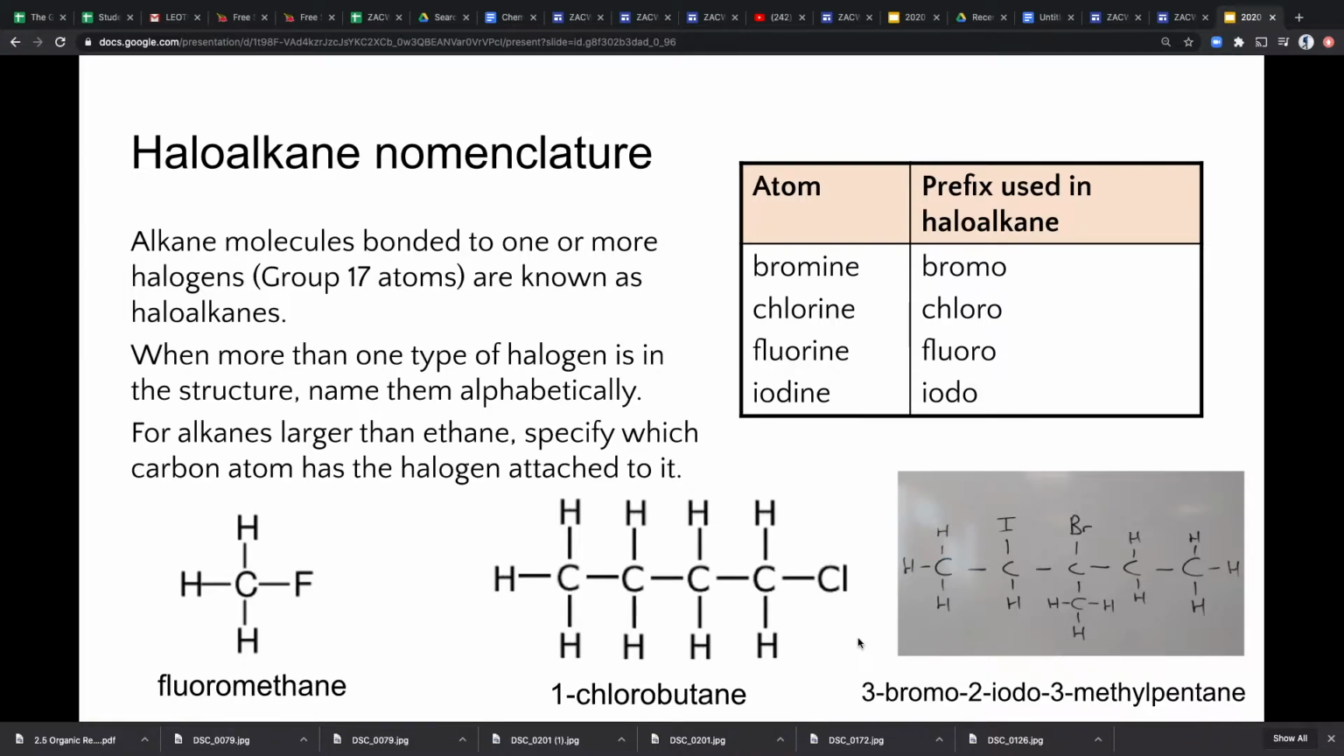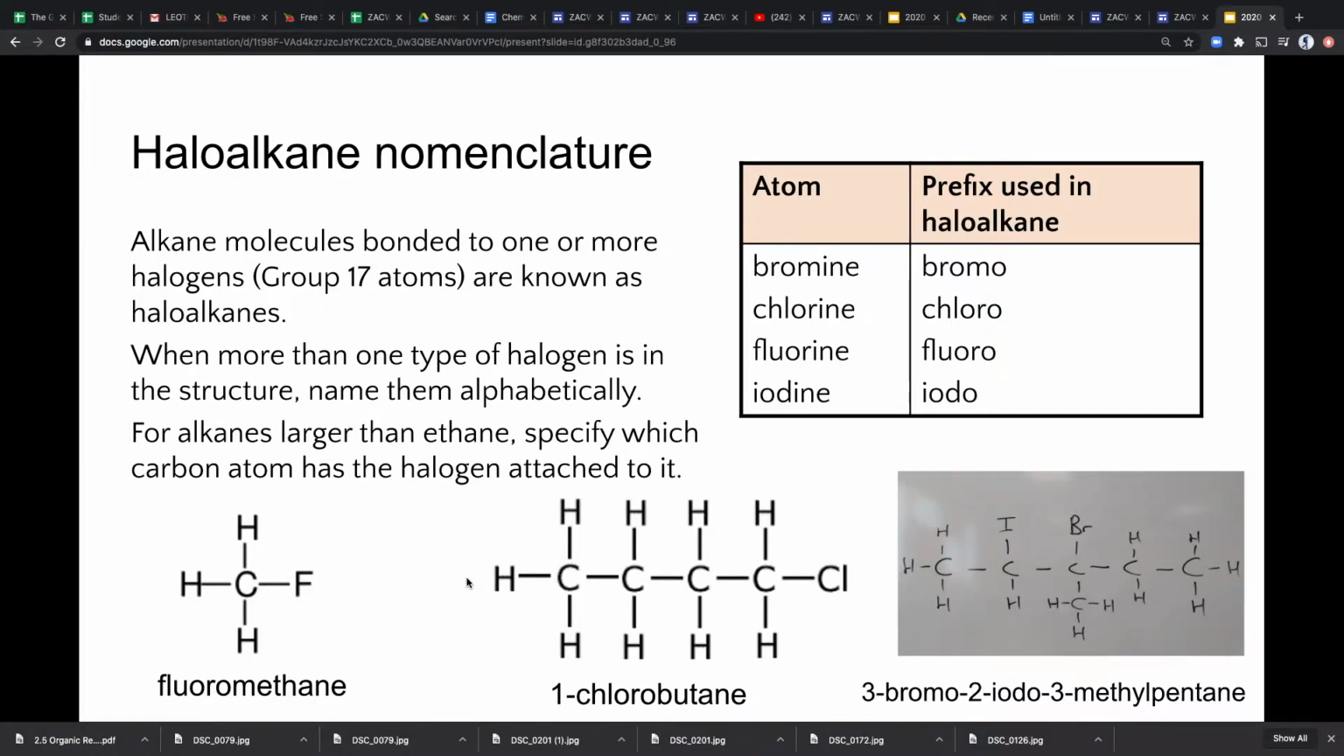So remember, halogens are group 17 or column 17 atoms. So we've got fluorine, chlorine, bromine, and iodine. That's what you typically see. And their name is indicated near the front or the beginning of the name of the molecule. And we use these prefixes in the table here. So bromine, if there was a bromine atom bonded to an alkane chain, we would say bromo, chloro, fluoro, or iodo, depending which of the halogens we're talking about.